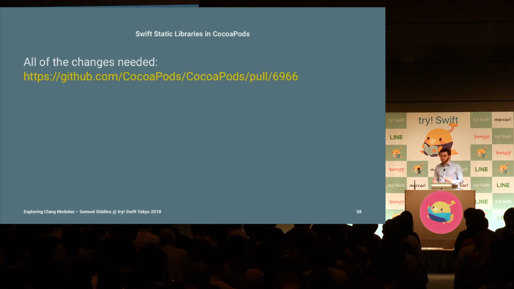So since so much of my recent experience with modules has come from implementing Swift static library support in CocoaPods, I think it is only fair that I link you to the pull request that contains all of the details. Be warned, it's not pretty, but it works.